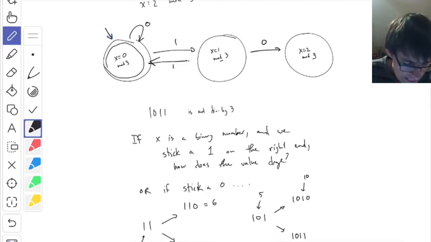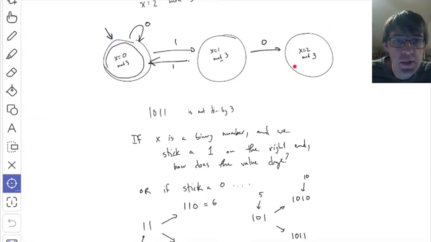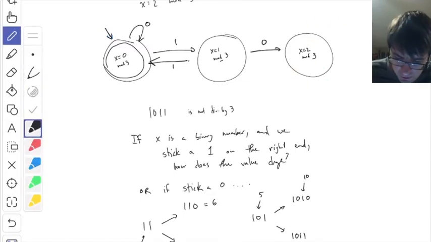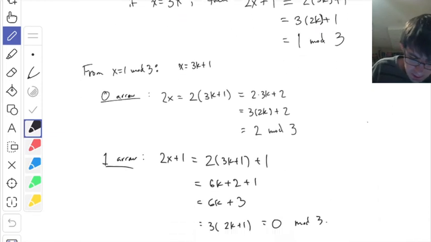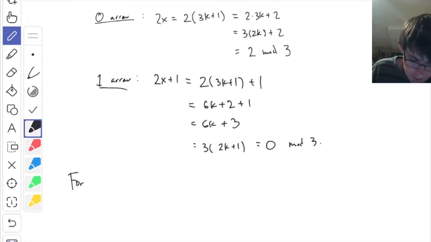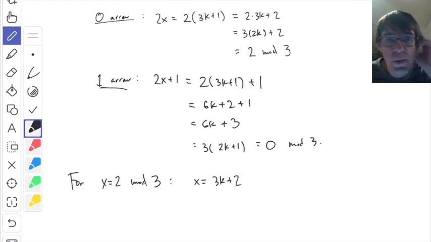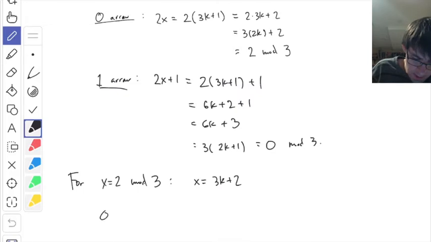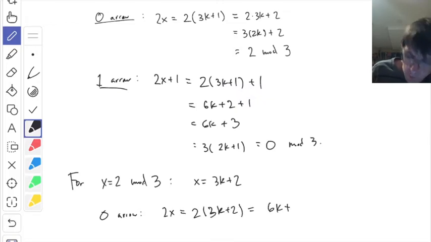All right, let's just add. We need 2 arrows from this guy, and that should do it, right? So from x equals 2 mod 3. Okay, so for x equals 2 mod 3, this means x can be written like 3k plus 2, right? That's what it means. That x is 2 more than a multiple of 3. For the 0 arrow, I have to decide what 2x looks like. 2x would be 2 times 3k plus 2, which is 6k plus 4. What is this in terms of mod 3? Is it 0, 1, or 2?